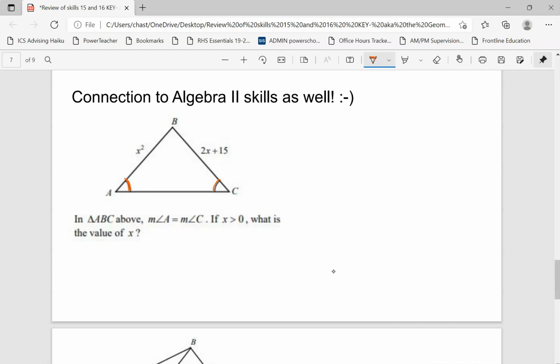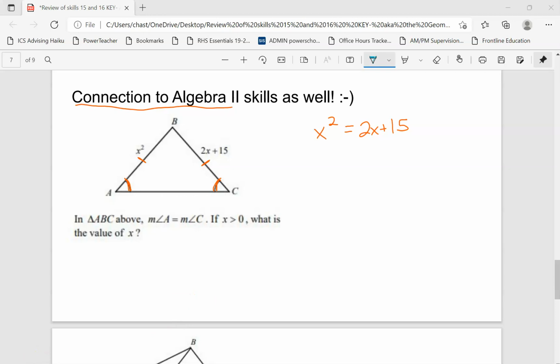Okay, so if these angles are congruent, then that means that these sides are congruent. So we'd say x squared equals 2x plus 15. Now, I said this was a connection to Algebra 2, and the reason being is that we're dealing with quadratics, and in Algebra 2 you solved a lot of quadratics.